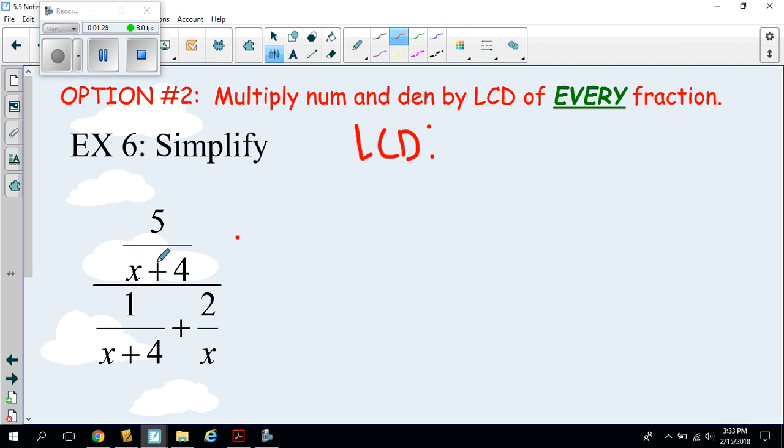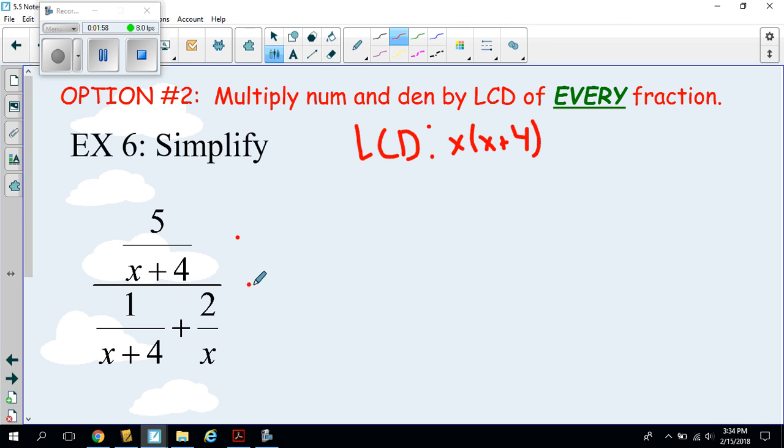So we see our 3 fractions. Let's see what we have. We have an x plus 4. So we're definitely going to have that as part of our LCD here. What's another thing we see in the denominators of our fractions? Well, I also see an x. So I'm going to use that. Now, though you see 2 of the x plus 4s in the denominator, we only need to use 1.